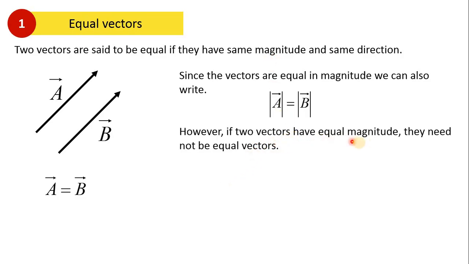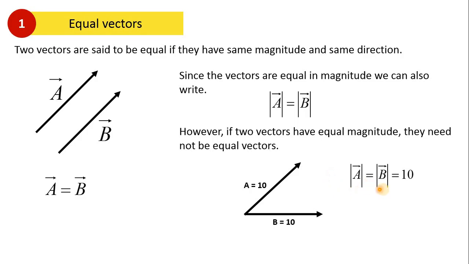However, if two vectors have equal magnitude, they need not be equal vectors. Look at this example. Here we have two vectors A and B, both having the same length, both of them 10 units. So are these vectors equal? Their magnitudes are equal: mod A is equal to mod B is equal to 10. But we can clearly see that the directions are not the same. So according to this definition, vector A is not equal to vector B because the directions are not the same. Whenever two vectors are equal, they must have the same magnitude and the same direction also.